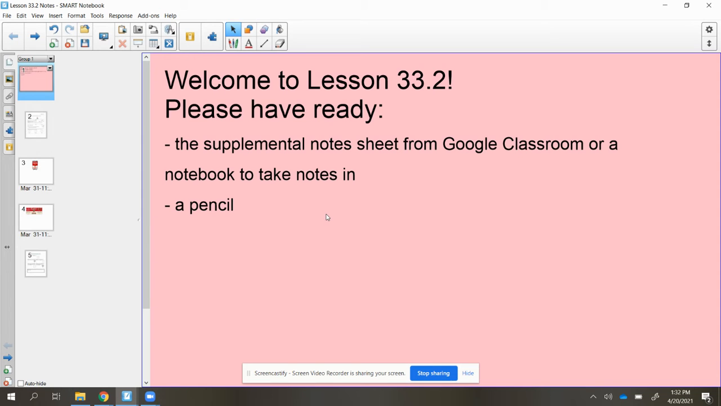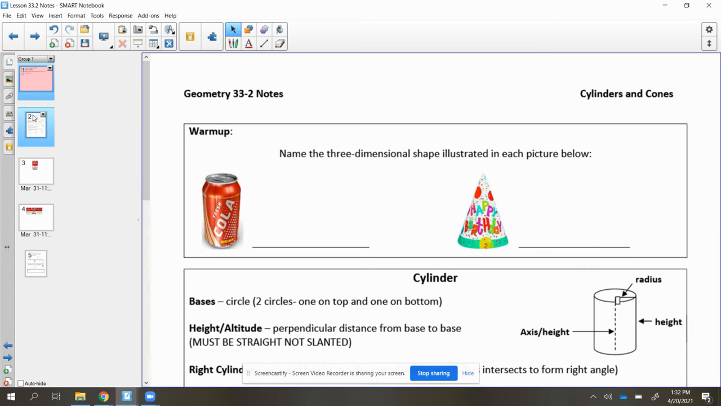And welcome back to Activity 33. Today we are going to talk about Lesson 33.2. Again, the notes are not from your book, but are linked in Google Classroom, or you can take them in a notebook. All you will need today is a pencil.